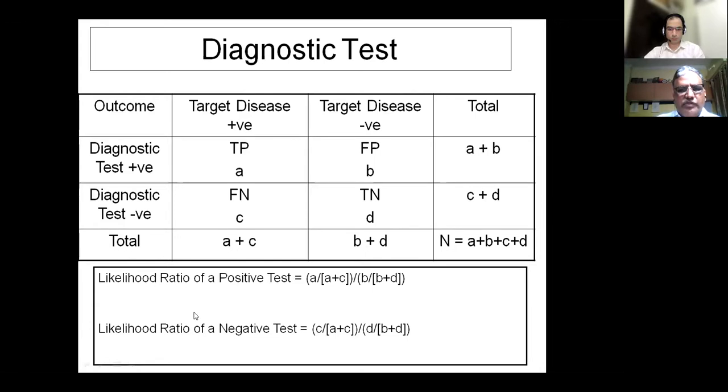And likelihood ratio of a negative test is how often the test is coming negative among those with disease as compared to those without disease. So C divided by A plus C, divided by D divided by B plus D.